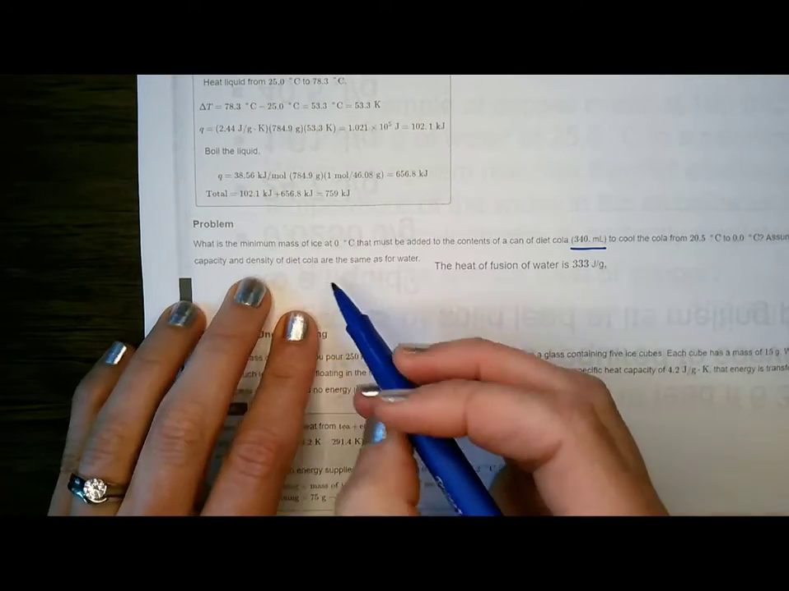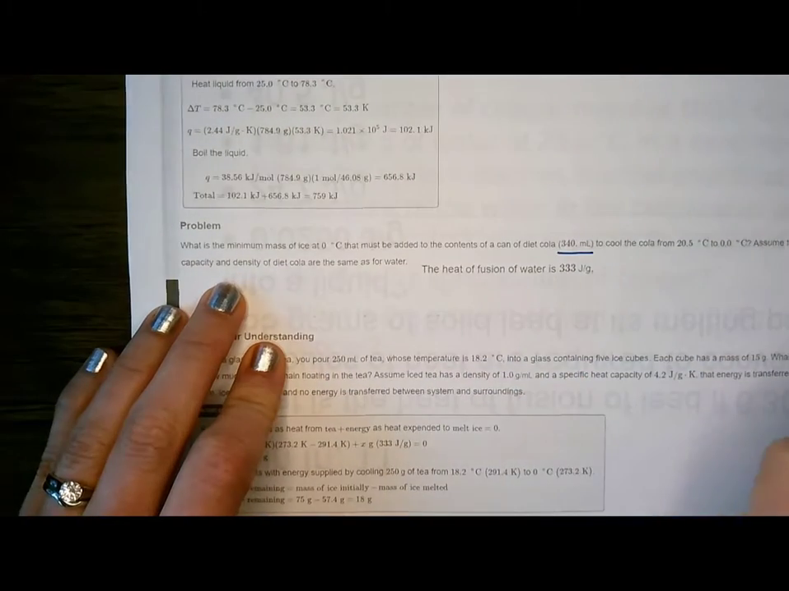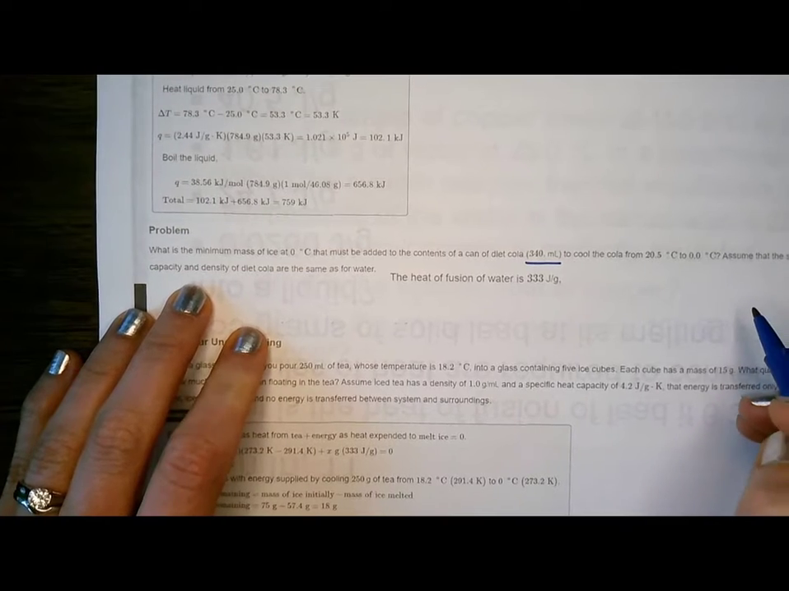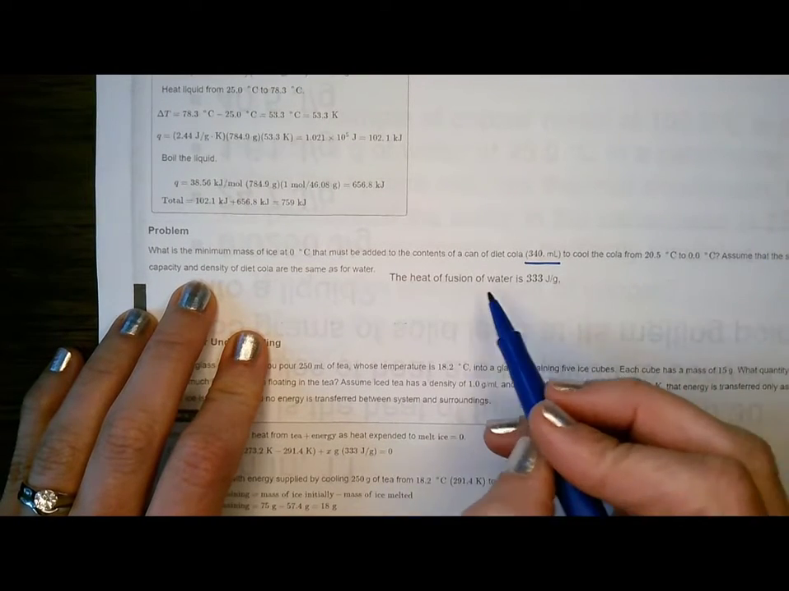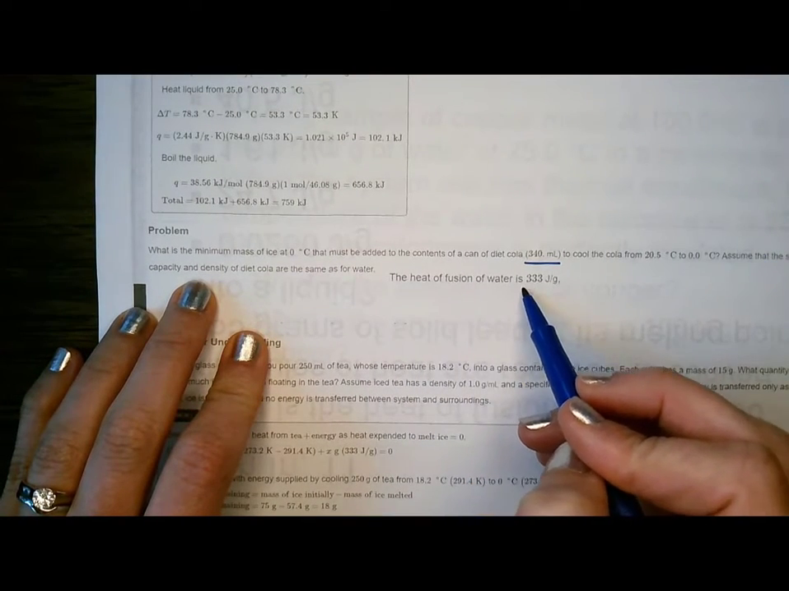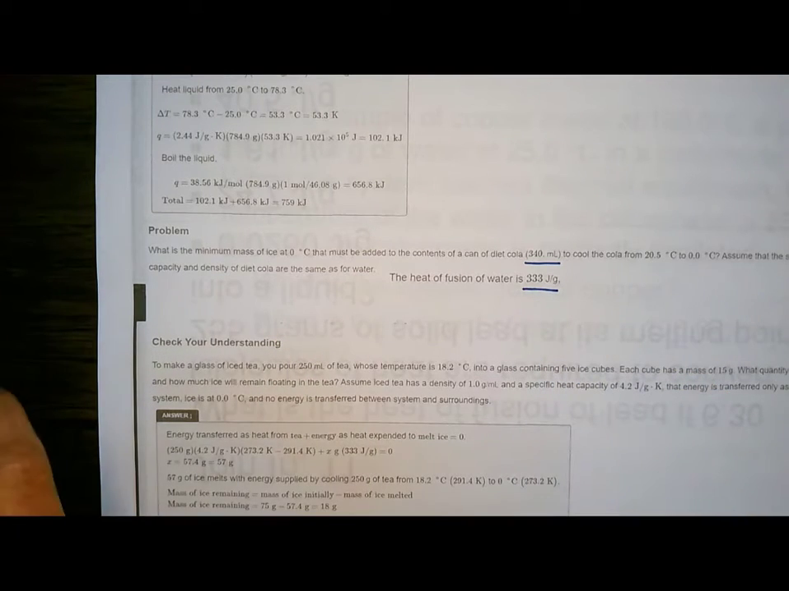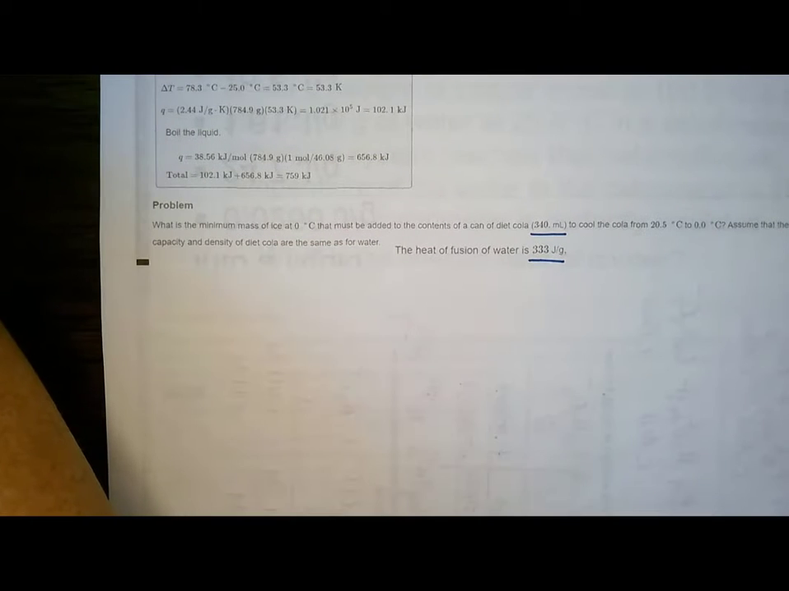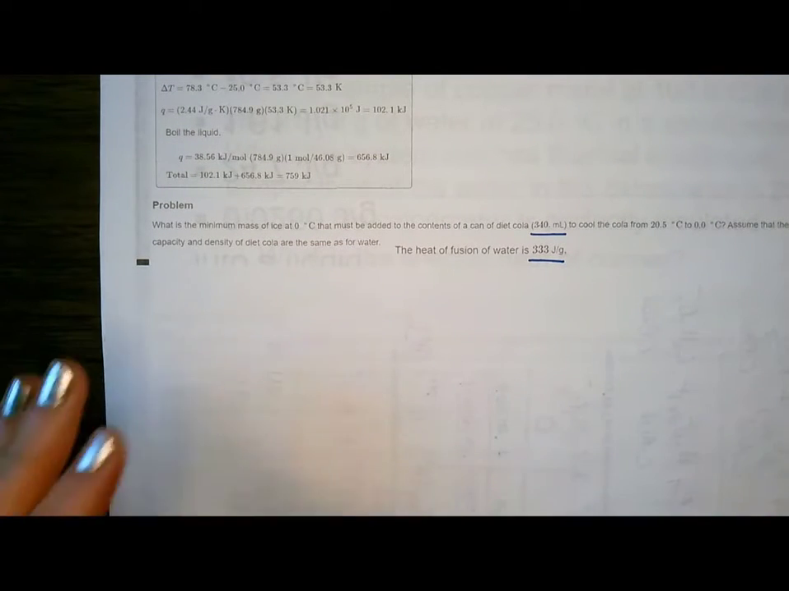So density of water we know is 1. Specific heat for water is 4.184. And the heat of fusion of water is 333 joules per gram. See what you can write down that you know. See if you have an idea of where to start. So we have to think about what we know and what we need to find out.